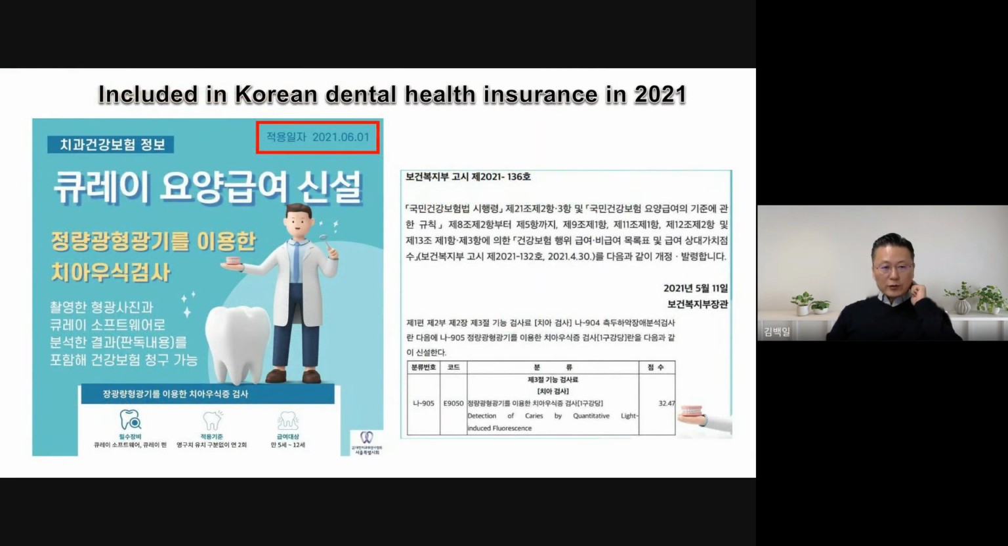In 2021, the Korean government recognized this technology as an official caries diagnosis technology and included it in the health insurance system in Korea.